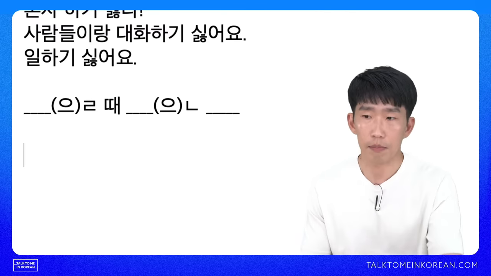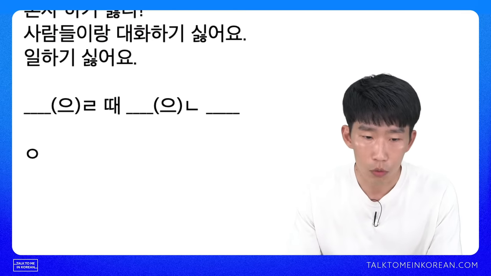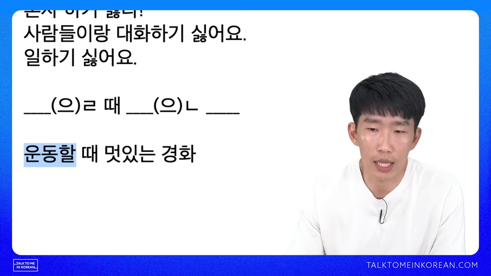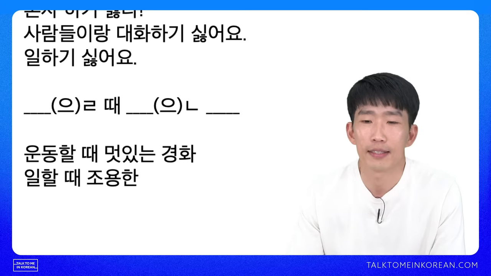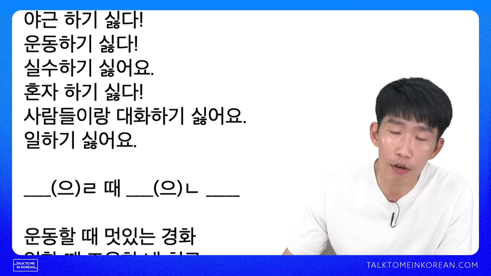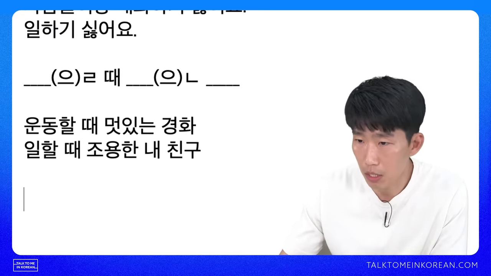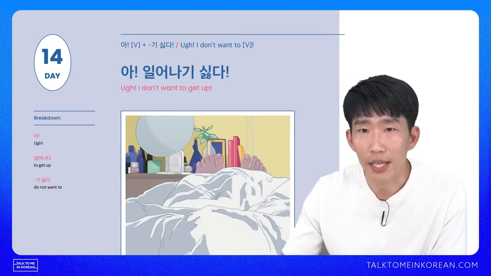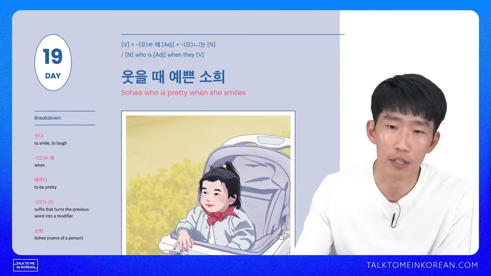I didn't prepare a screenshot for this, but let me just give you some examples. So somebody who looks really cool when they work out. For example, 운동할 때 멋있는 경화, something like that. 일할 때 조용한 내 친구. From earlier, we used two elements, like 친구랑 쇼핑, 엄마랑 쇼핑. And in the previous one, how many elements did we use? Just one. Verb 기 싫다. But here, three elements. So you increase the number of elements that you can use.